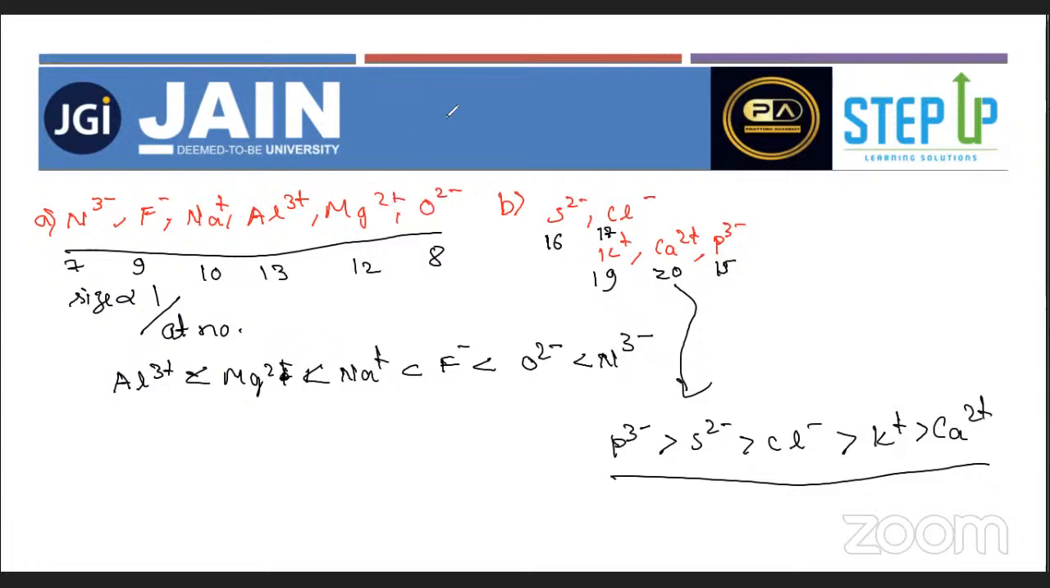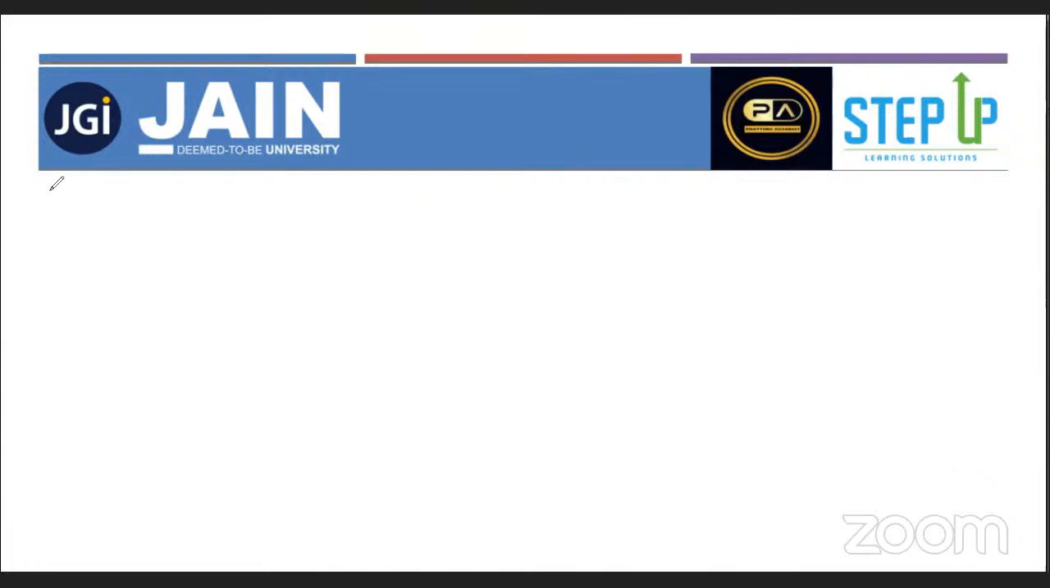Okay. Next, we'll do a question based on ionization energy. Need to compare ionization energy. Number one is beryllium, nitrogen, carbon.